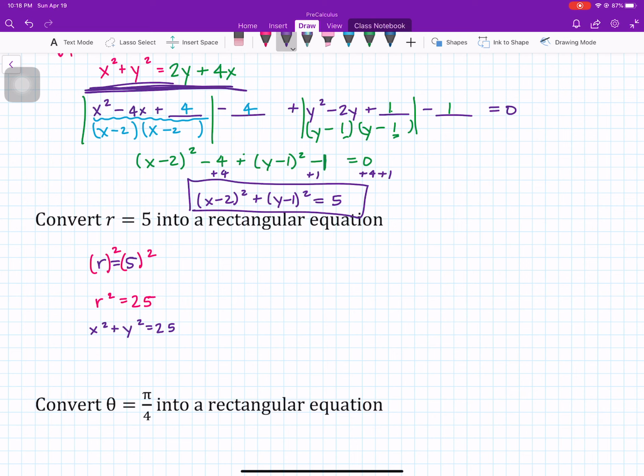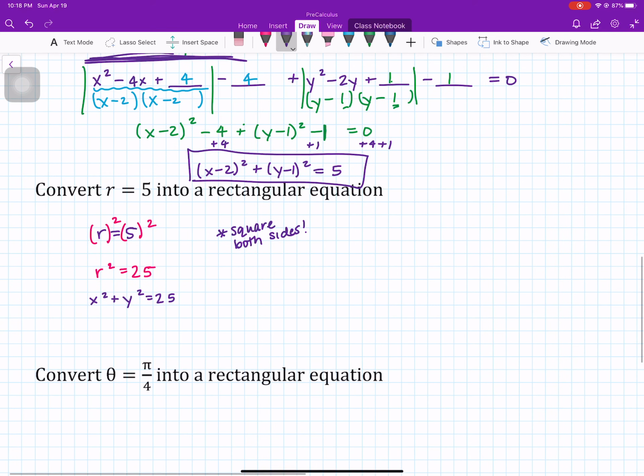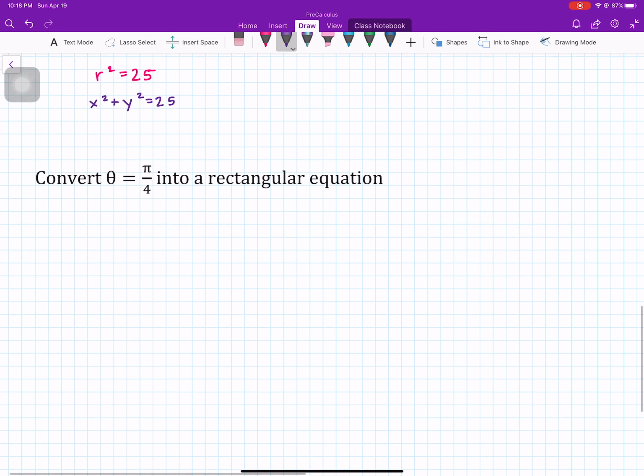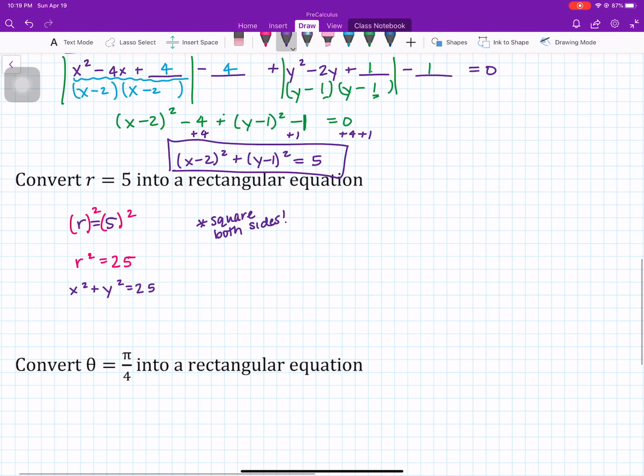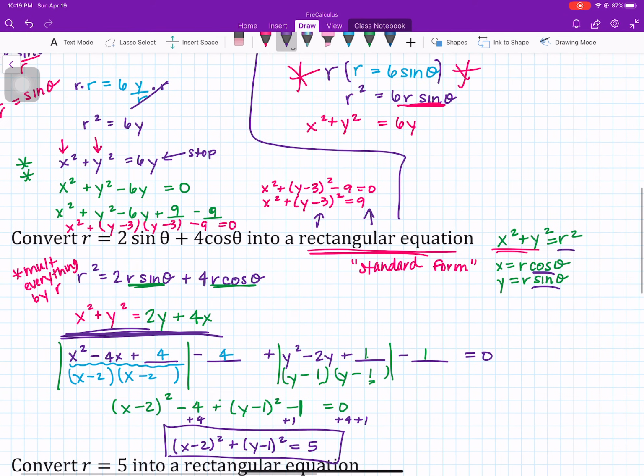But this time, we got the x squared plus y squared by squaring. And then the last one. This time we don't have any r's. We only have a theta, which is a little tricky because everything else we've dealt with thus far has had r's and sines and cosines and thetas in them.